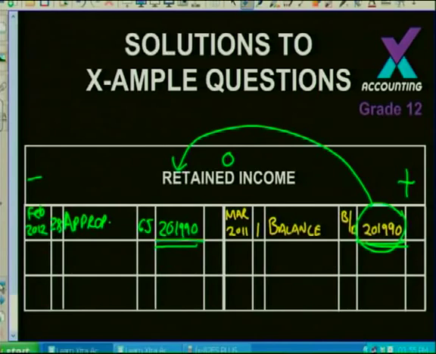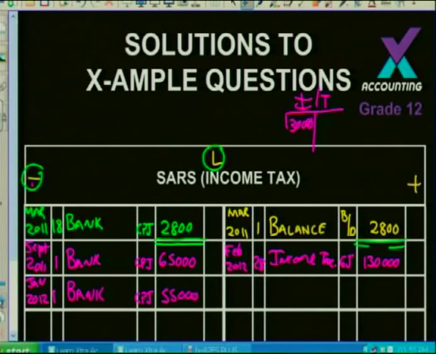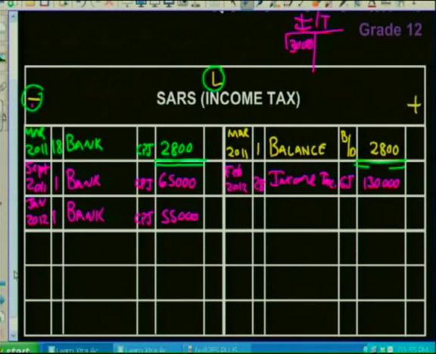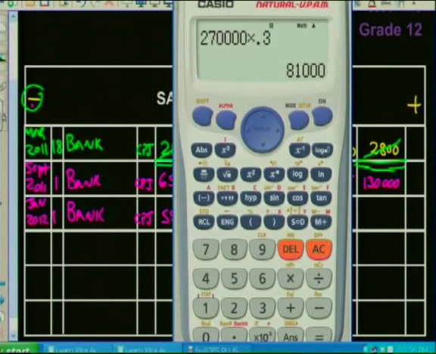Okay, retained income, we're going to come back to this account right at the end. SARS income tax. Now, if we look at this account, obviously, we now need to balance this account. We're going to ignore the 2,800 because this obviously cancels each other off. If we now look at income tax, 130,000 is what we should pay the receiver. Let's now look at what we've paid the receiver. 65,000 plus the 55,000. So if we calculate that, we've got 65,000 plus 55,000. We've paid the receiver 120,000, which means we're still owing the receiver 10,000 Rand.